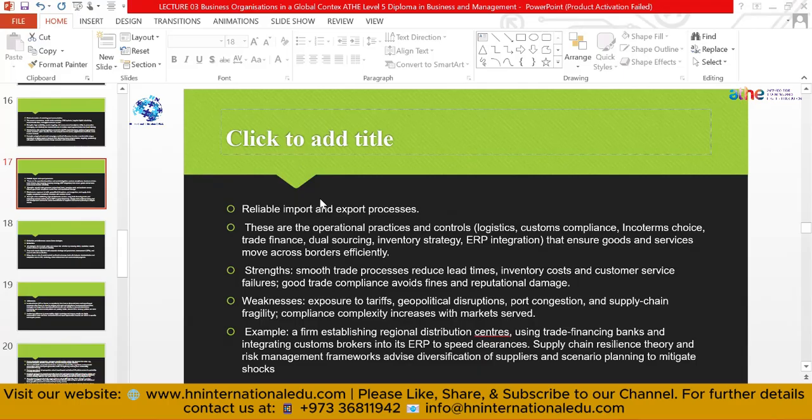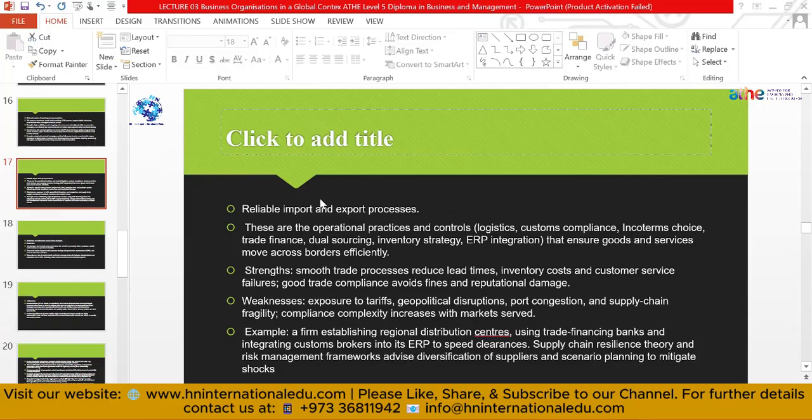Trade finance, that is which sources you are using for the financing, whether you're opting for any loans or going for microfinancing. Dual sourcing, that is you're using the raw materials from inside your own country as well, and you're importing them as well. Inventory strategy, that is what's going on at the back end at the warehouses.